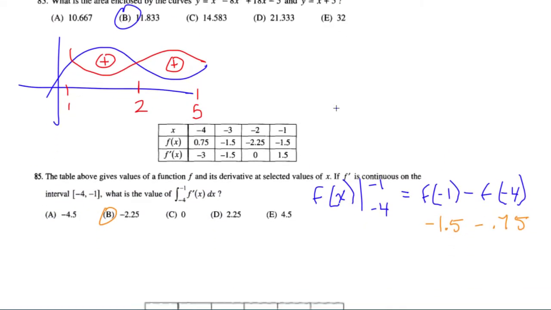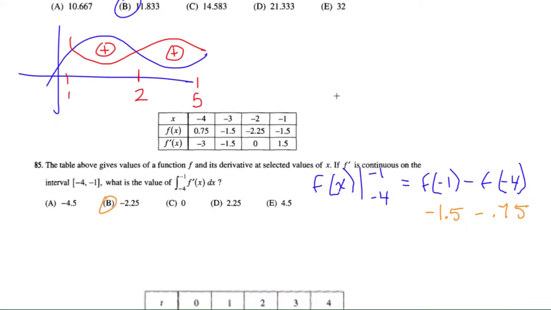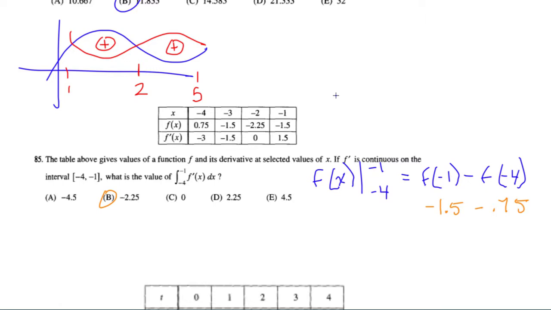We skipped 84. I can go through 84 if you come in at lunch or after school today. I'm here after school until 4:30, and I can go over any single problem that you want to know.